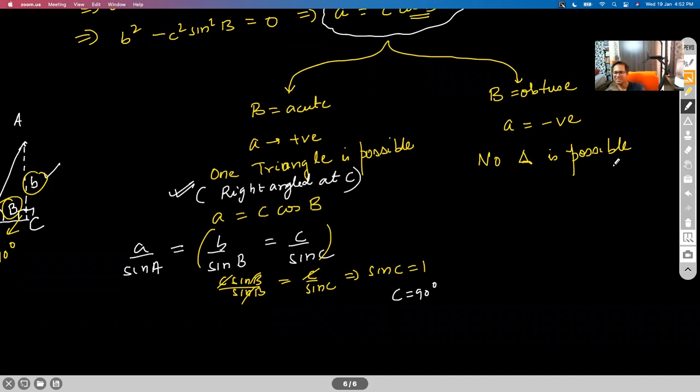Of course, everything will be conveyed to you by that quadratic equation, so you don't have to worry. But if you want to do a faster analysis and you realize that, oh, my b is equal to c sine B and B is obtuse, immediately you write no triangle possible. Immediately you mark the option which says no triangle possible and move on. So you don't have to even formulate that quadratic equation. Are you getting my point?